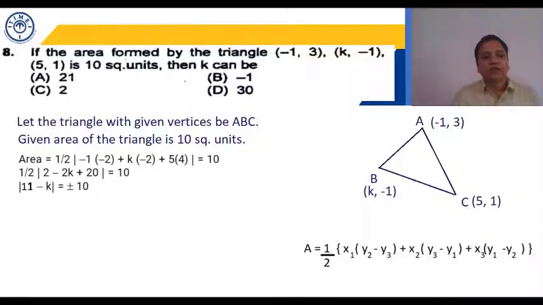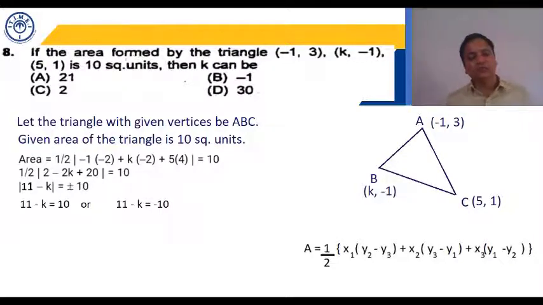Then it comes out to be 22 minus 2k by 2, which is 11 minus k inside the modulus, equal to plus minus 10. If we remove the modulus, it becomes 11 minus k is equal to 10, or 11 minus k is equal to minus 10. Once it is modulus, it is positive, so it is only 10. But 11 minus k is equal to 10, or 11 minus k is equal to minus 10.